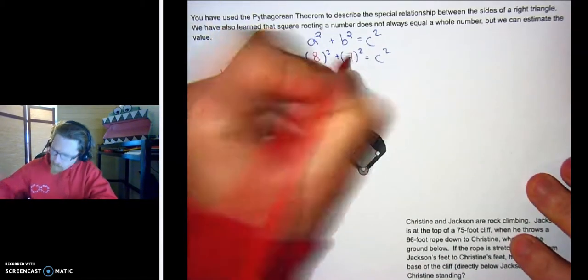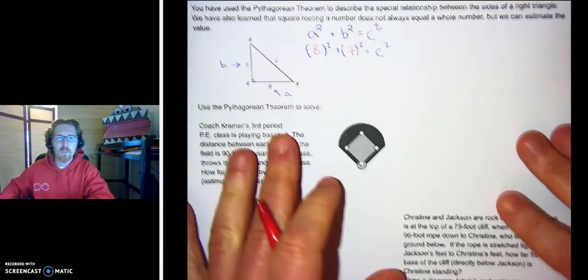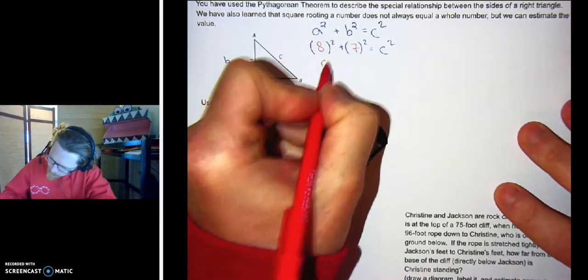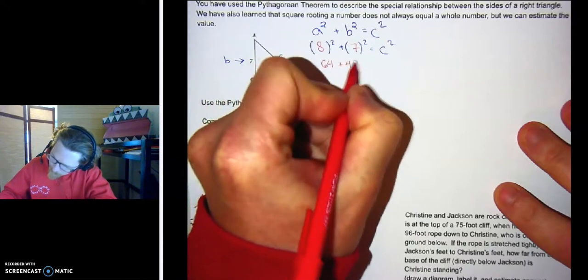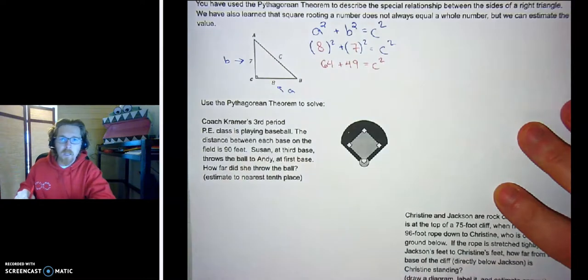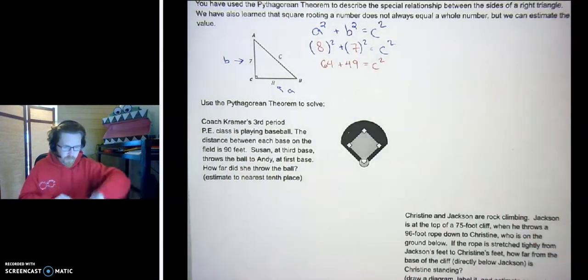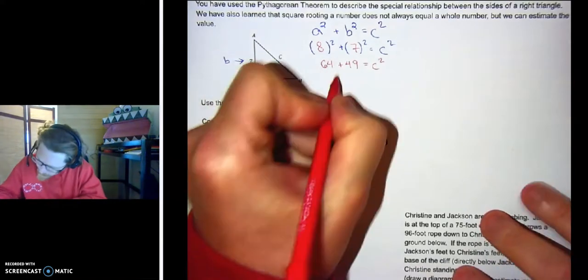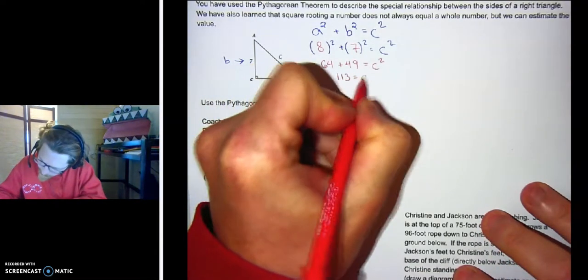So we can go ahead and use our order of operations to help solve for c. Now 8 squared is 64 and 7 squared is 49. That's going to equal c squared. Then we can combine our like terms. 64 plus 49 is equal to 113. That's equal to c squared.